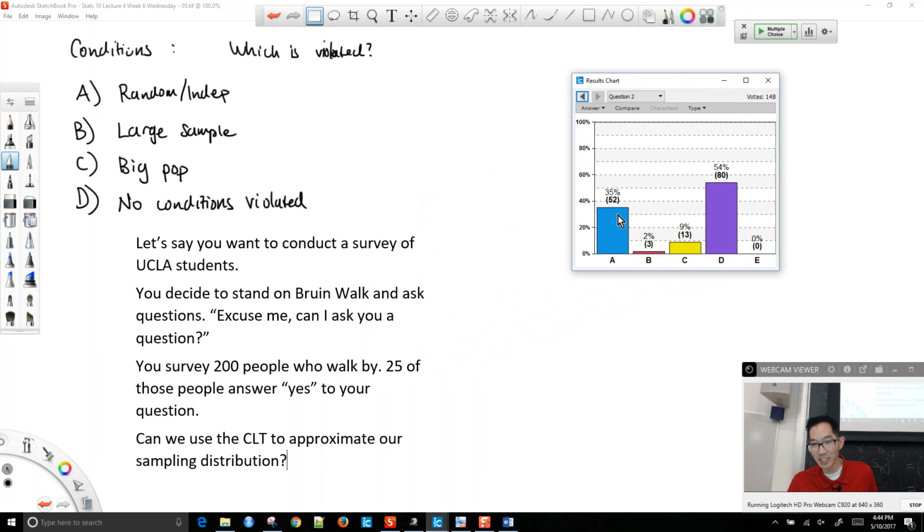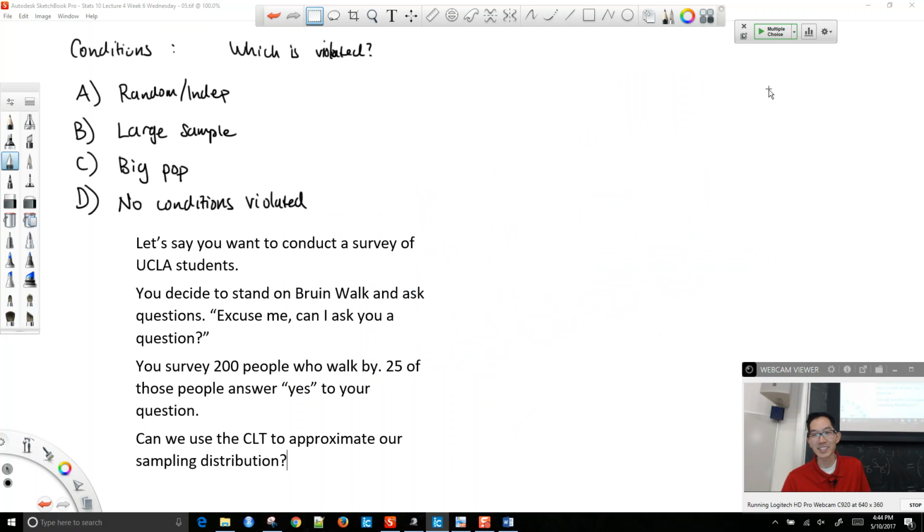And the correct answer is A, random and independent condition. All right, let's go over this. Which condition is violated? Random and independent. The problem here is you are standing on Bruin Walk and asking questions, and you survey people who walk by. That is not random.